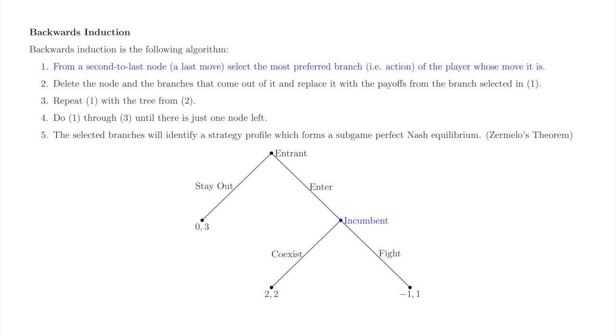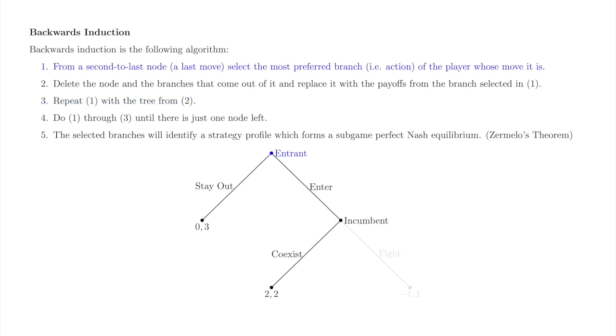The incumbent's move is the last. The incumbent prefers coexist to fight because 2 is greater than 1. Therefore, we remove fight and its terminal node from the tree. After removing fight, this tree remains.